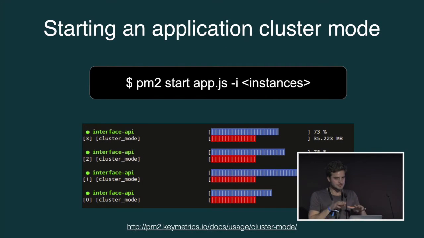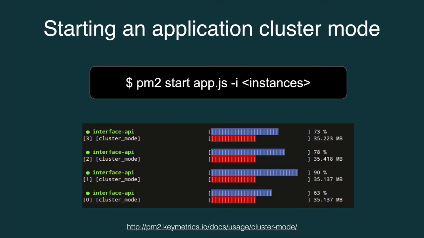As always, it's very simple to start an application in cluster mode. You just do PM2 start my Node.js application -i and the number of instances. If you put 0, it will auto-detect the number of CPUs and will duplicate the number of applications depending on the number of CPUs. But you can also declare your own number. For example, if you have a CPU with 8 cores, you can say I only want 7 CPUs to be used and 1 CPU that does something else, like for the system and so on.